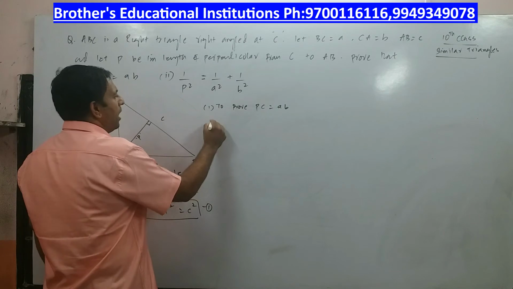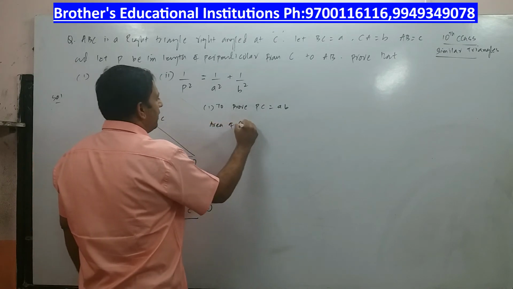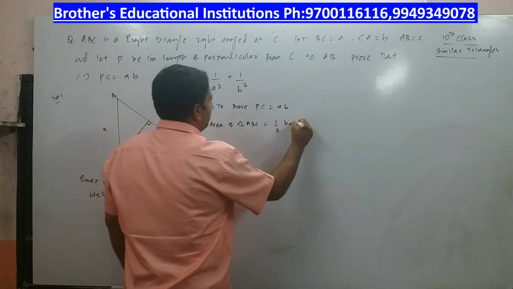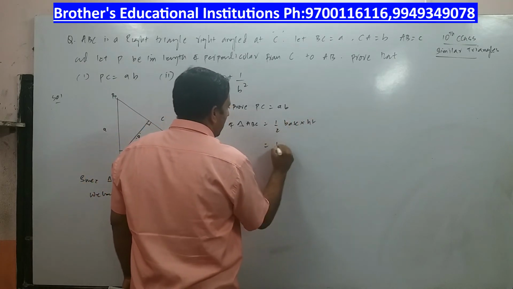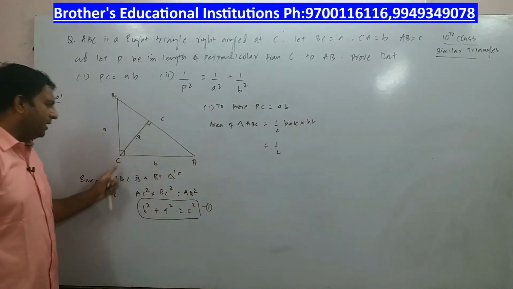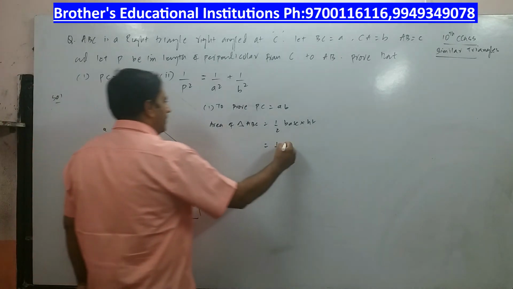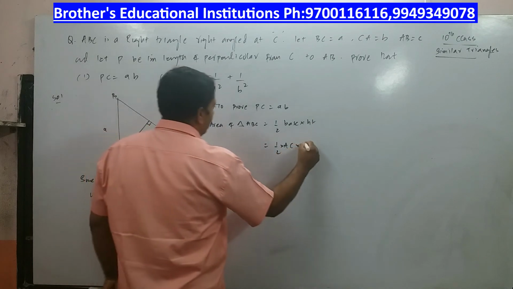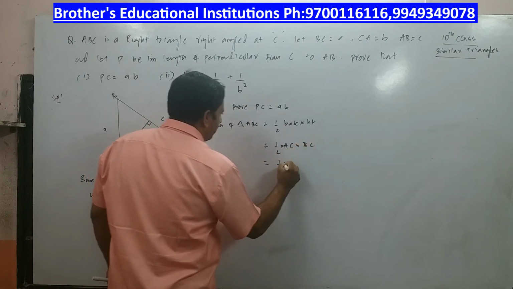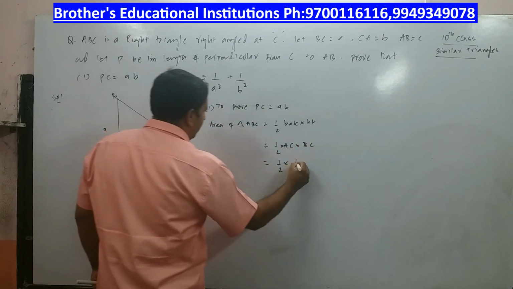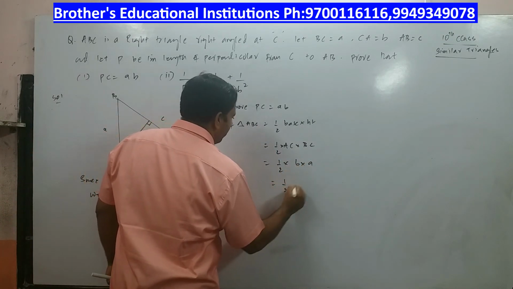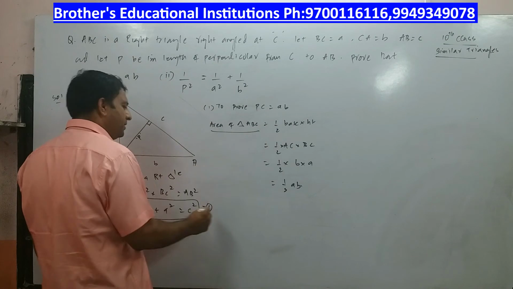Now, how do you calculate the area of triangle ABC? Area of triangle ABC is half base into height. If I take the base as AC, for the base AC the height is BC. So it is half AC, what is AC? b, into BC, which is a. So it is half ab. That is the area of triangle ABC.